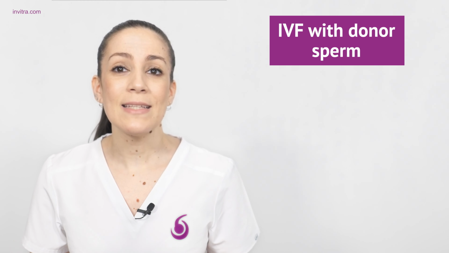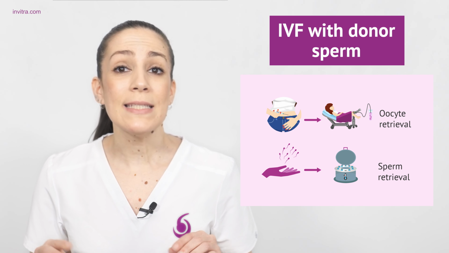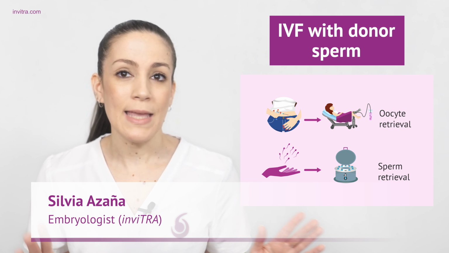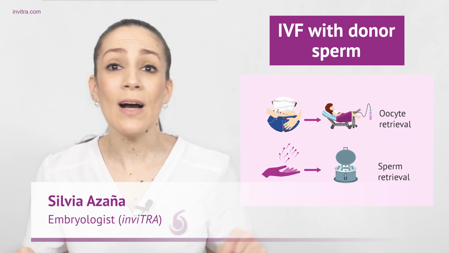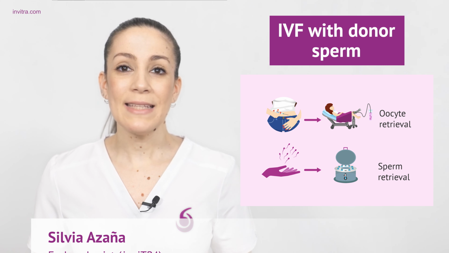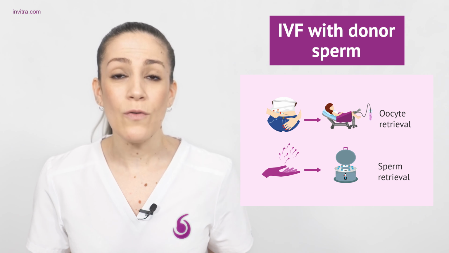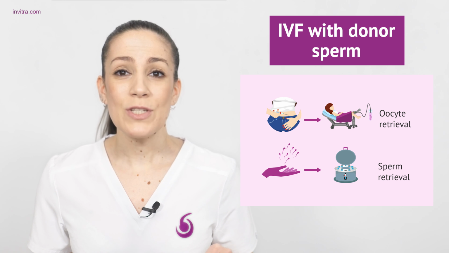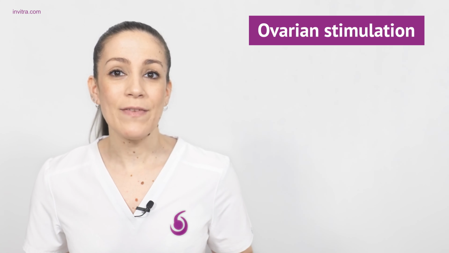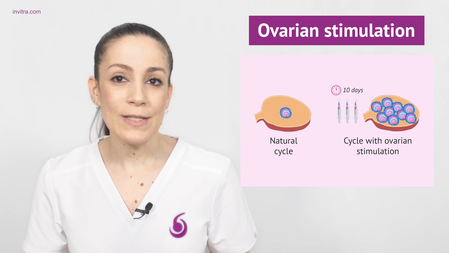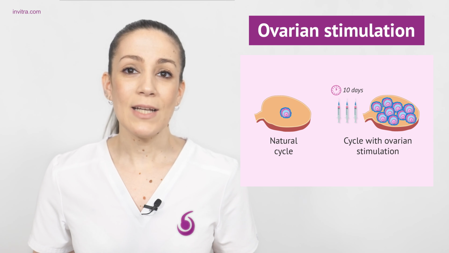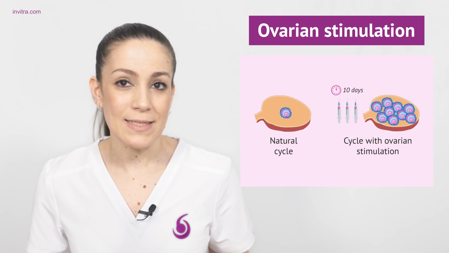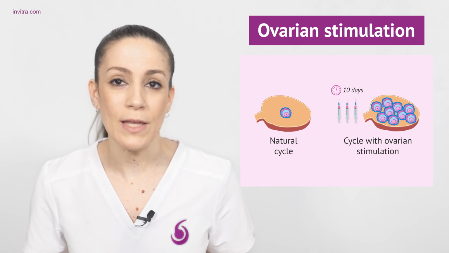IVF is an assisted reproduction technique that consists of joining the gametes, egg and sperm, in the laboratory. Therefore, fertilization does not occur inside the woman's body. This technique requires stimulating the ovaries with hormonal medication, which is known as ovarian stimulation. Normally, this step of the IVF process begins on the third day of the menstrual cycle and lasts about 10 days. It's done to obtain a larger number of eggs than in a menstrual cycle without stimulation.